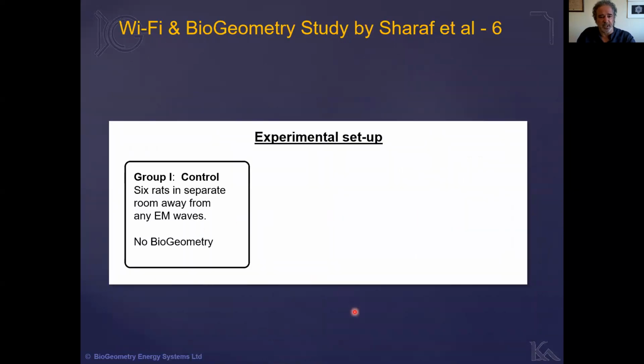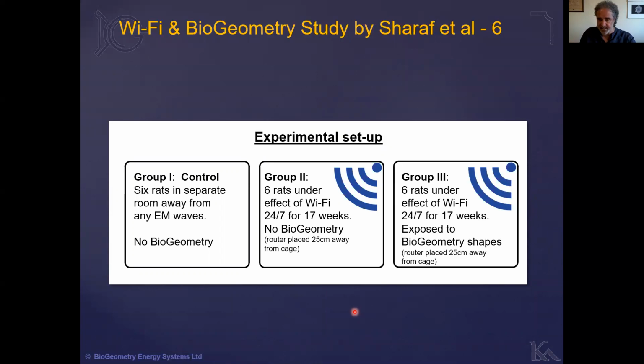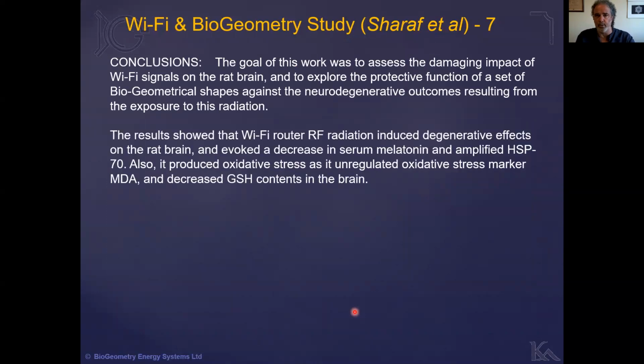The experimental session, once again, we have controlled 6 rats in a separate room, away from any electromagnetic waves, no biogeometry. Then the group of rats under the effect of Wi-Fi, 24/7 for 17 weeks, so it was done with a good time span, but no biogeometry. And group 3, same situation, but exposed to the biogeometry shapes. And if you read in detail the conclusions, you will see not only that this was yet another research, even apart from those outside of biogeometry, that demonstrated how Wi-Fi actually can have an impact on rats' brains.